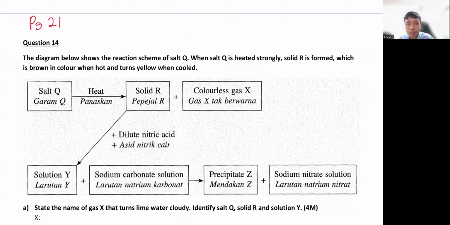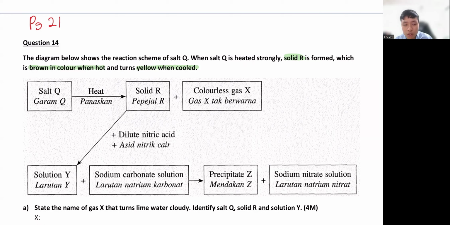Page 21. The diagram below shows the reaction scheme of salt Q. Salt Q is heated strongly. Solid R is formed. This solid R is brown in color when hot, turns yellow when cold. May I know what is this solid R? Brown like a peanut's outside skin, and when opened up, yellow inside.